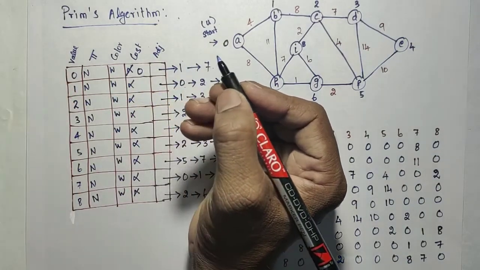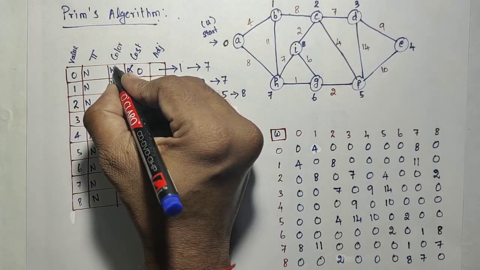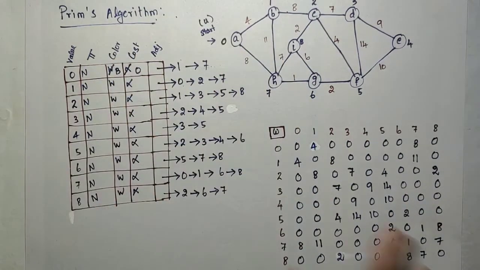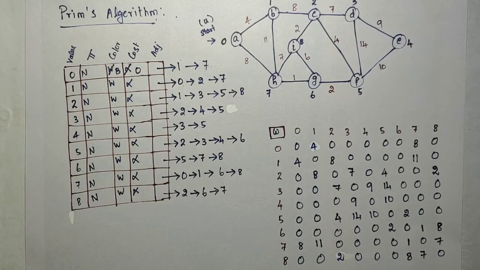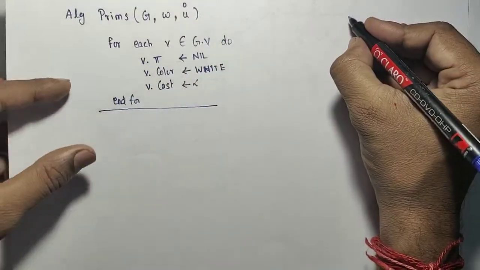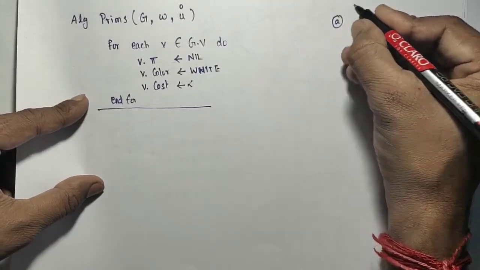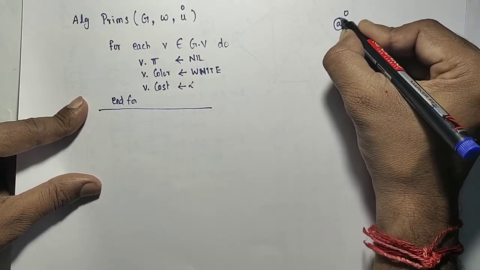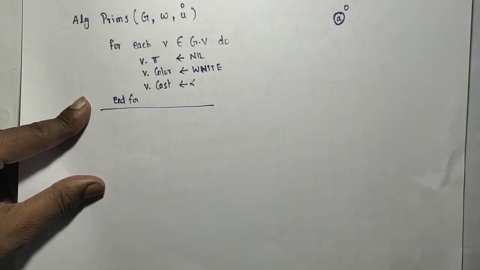And it is changed to visited, so its color will be changed to black. So it is added to the spanning tree, the color is changed, then the cost is 0, like that you update it. So that 0th node, which is nothing but a, is added in the spanning tree. The index, this index 0, is added in the spanning tree.